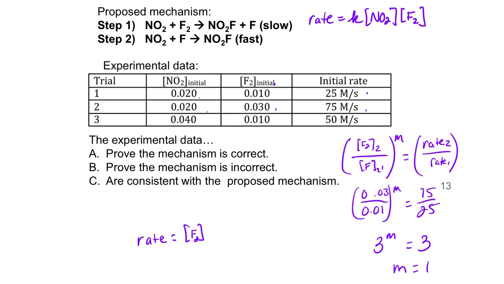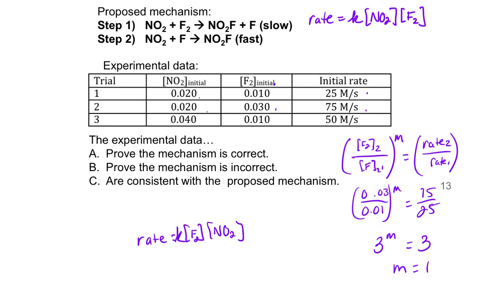If we're looking at determining the order with respect to NO2, we can look at trials 1 and 3. We see that the concentration is doubling going from trial 1 to trial 3, and the rate is doubling going from trial 1 to trial 3. And that is consistent with an order of 1. I've got my rate constant here.